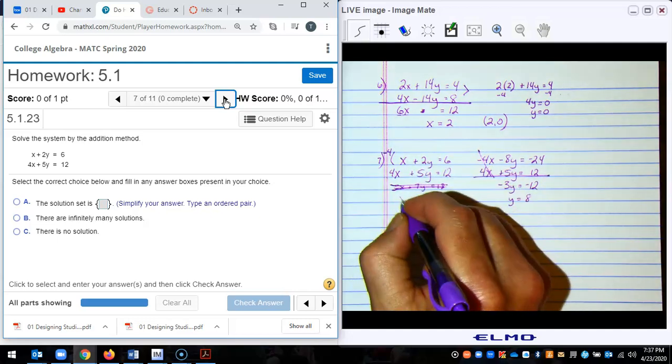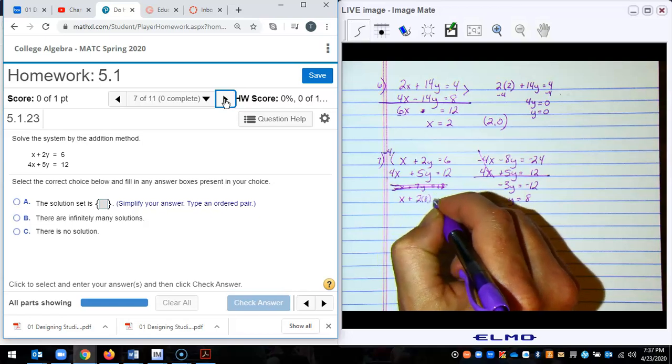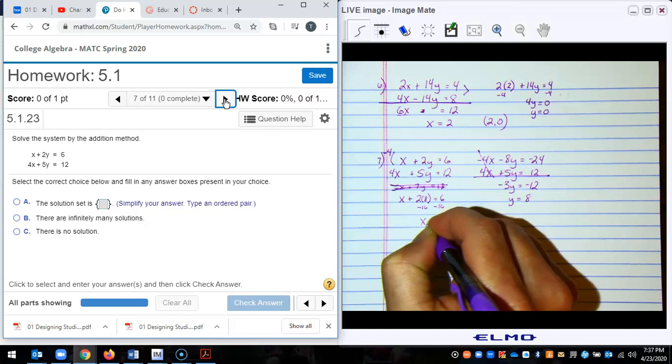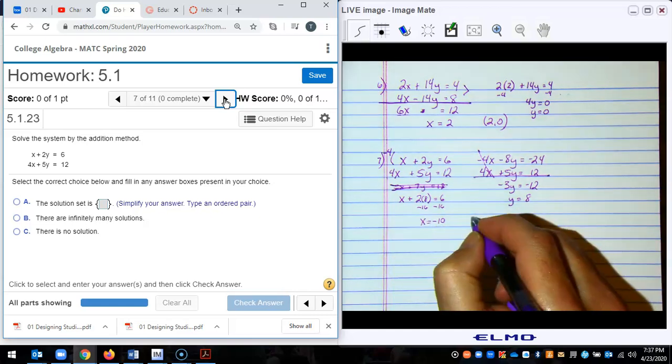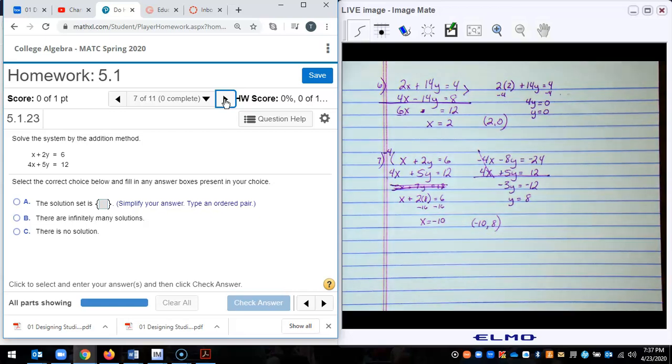And now we know that y is equal to 8. We can come back over, and it doesn't matter, into the top. I'm going to go into the top equation. 2 times 8 equals 6. That would be a 16, so that means that x is equal to a negative 10. So that means we get negative 10 and 8. Okay, and we've got that guy taken care of. These all work, again, the same way.